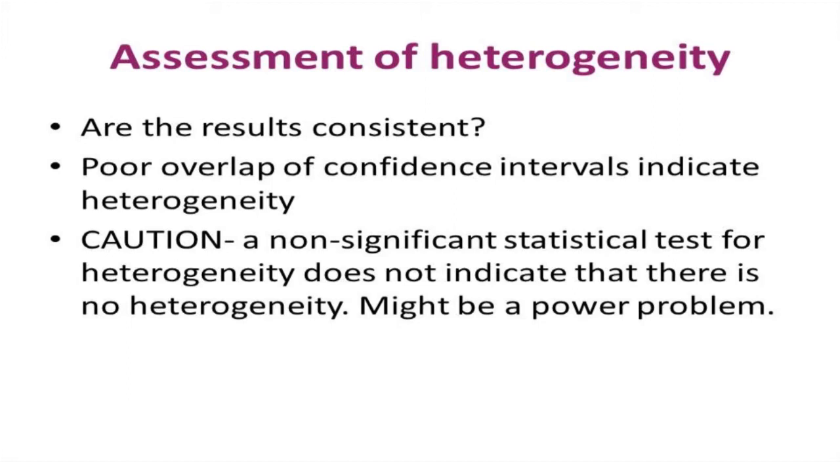And if you see clearly that the confidence intervals overlap poorly, you probably will have heterogeneity in your meta-analysis. And there are tests, as you probably know, you talked about them perhaps this morning, for heterogeneity. But if you have a non-significant statistical test for heterogeneity, it doesn't mean that there is no heterogeneity. It might just be that you have a power problem. If you had twice as many studies, you would be able to show that there was significant heterogeneity.